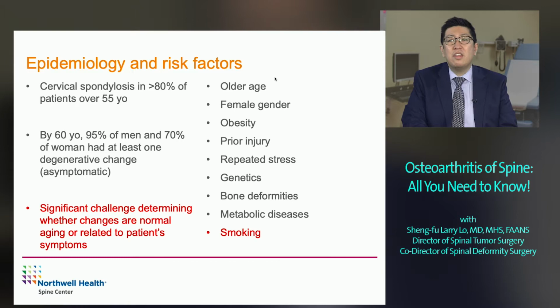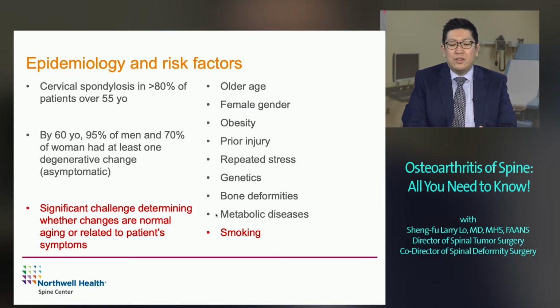If you look at the risk factors for spinal osteoarthritis, it's what you would expect: older age, female gender, obesity, a prior spinal injury of some sort, or an occupation that subjects your spine to repeated stresses such as heavy lifting or twisting. There's definitely a genetic component as well, where it tends to run in families. If you have some type of bone deformity, or a metabolic disease, that can potentially put you at risk for earlier spinal osteoarthritis.